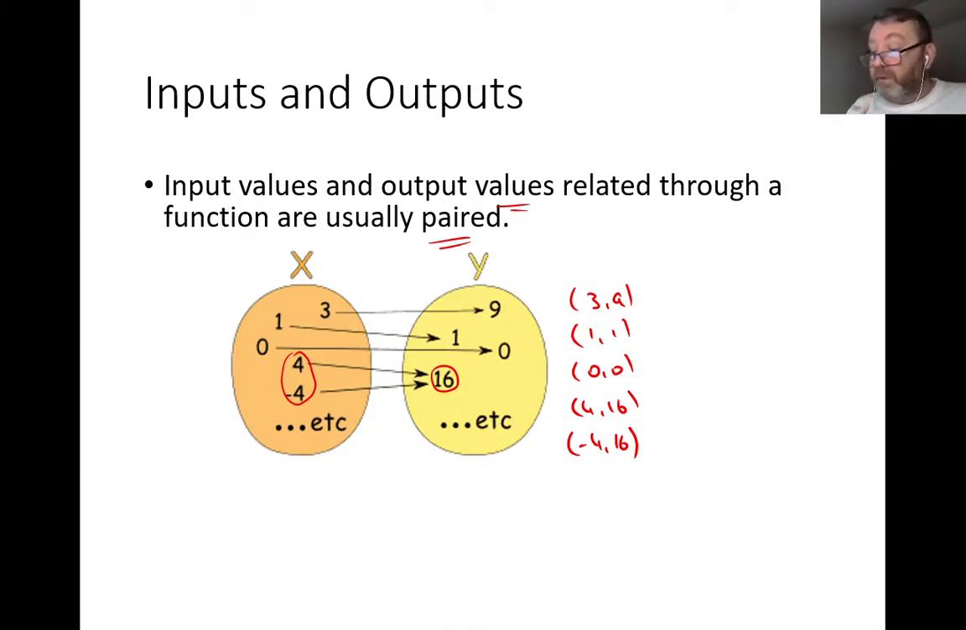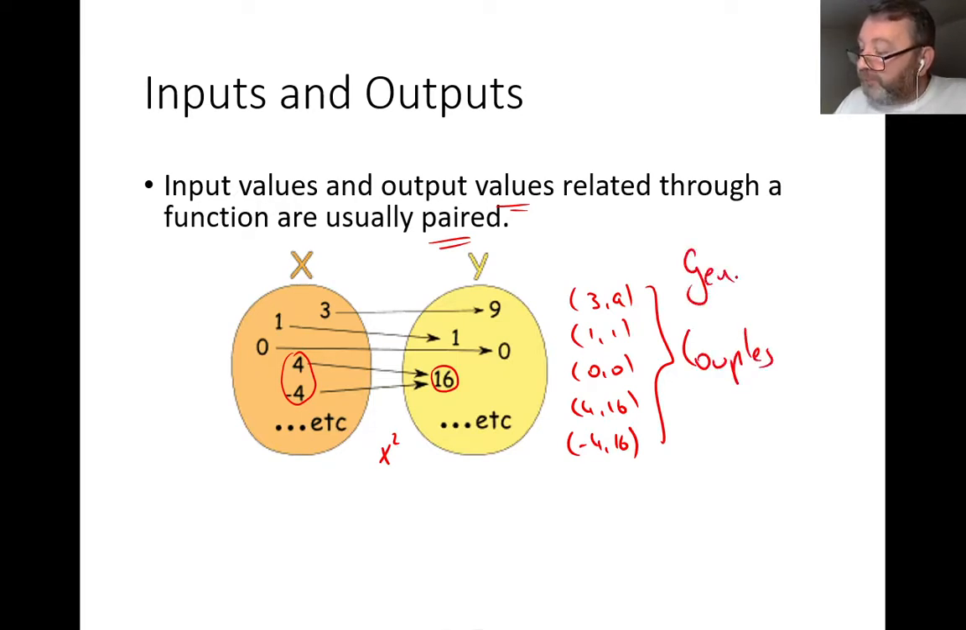Hopefully, if you think about it, what's the function? The function is x squared. All right, so 3 squared is 9, 1 squared is 1, 0 squared is 0, 4 squared is 16, minus 4 squared is 16, and so on. But what it does is it generates couples. All right, so we call these things here couples, and it generates them.